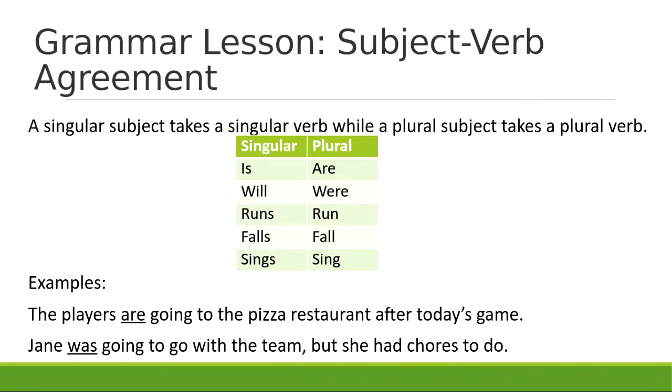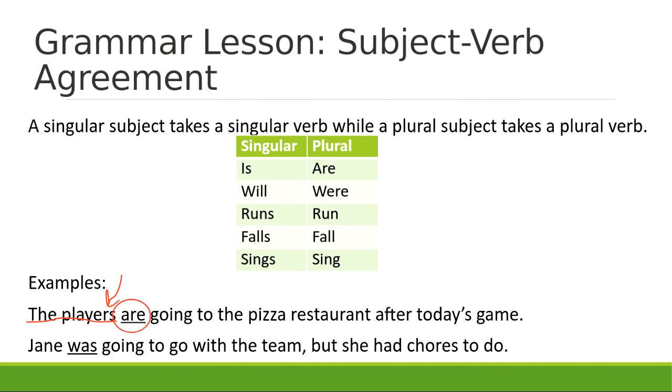So when you look at a sentence like, the players are going to the pizza restaurant after today's game, you look at that subject, the players, and you see that there's more than one player, right? Because it ends in an S. Because there's more than one player, you have to pick the plural verb to go with it.